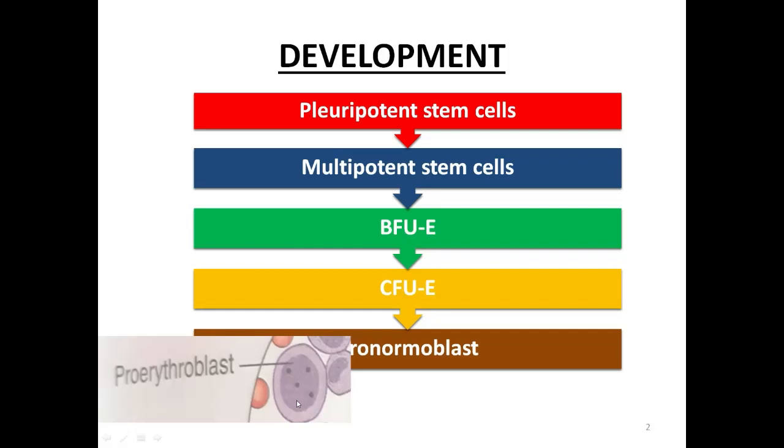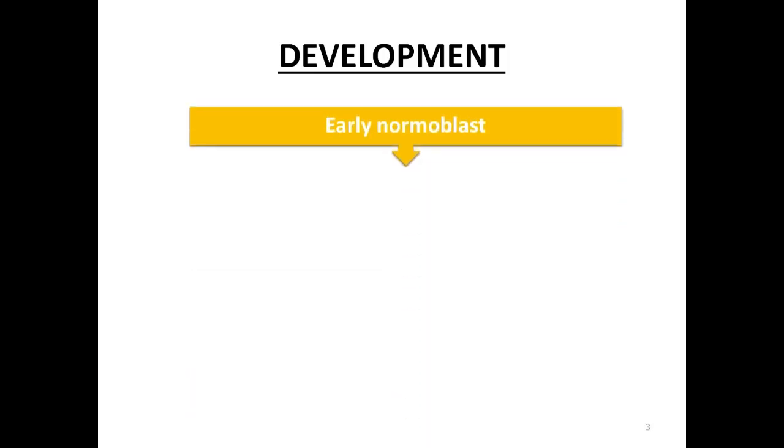You can see the diagram of this proerythroblast or pronormoblast, anything we can say, right? Hemoglobin is still not present and mitosis is present. Now from here, early normoblast will be formed. So this is a picture of early normoblast. It has a large nucleus, but nucleoli are not present. Here the nucleoli disappear and hemoglobin is still not present, but the process of synthesis of hemoglobin has already started. Mitosis is also present.